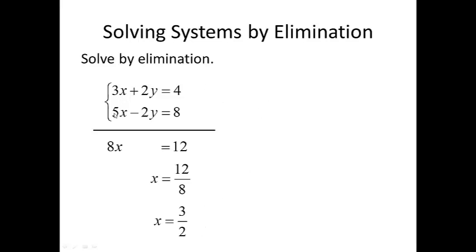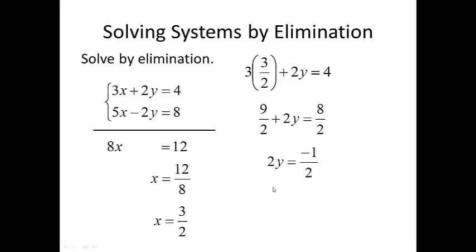And then putting it back into either one of these. It doesn't matter where you put that in. And I'm going to put it in the first one. So now I have 3 times, put that in parentheses, 3 over 2. So that will be 9 over 2. So I'm going to get a common denominator on this side and make that into halves. So we've got 9 halves, and now we have 8 halves, which is 4. And then subtracting the 9 halves from both sides, I get negative 1/2.